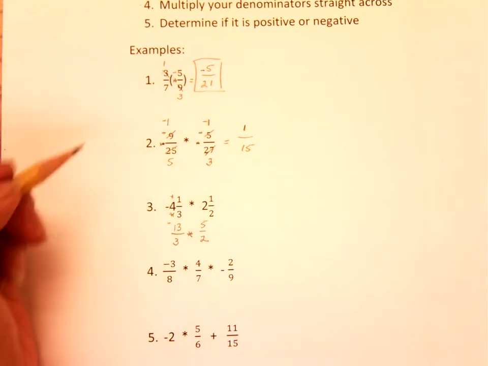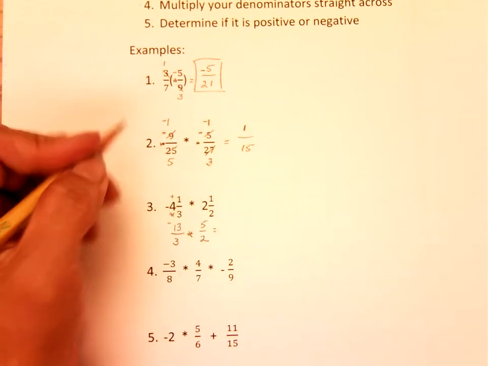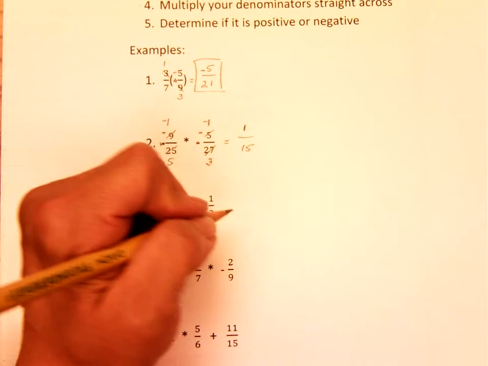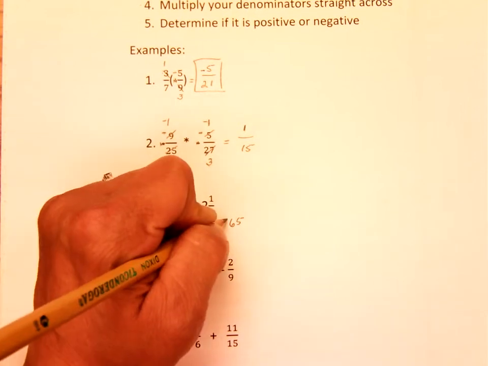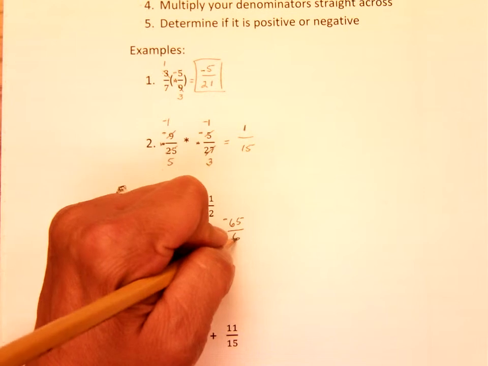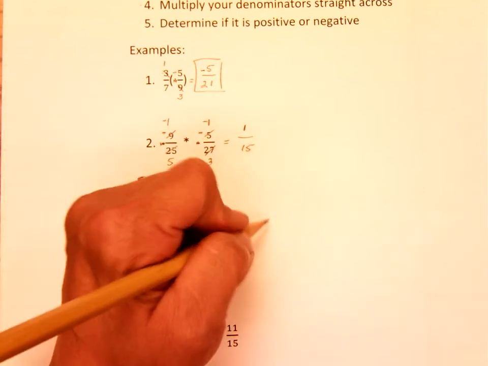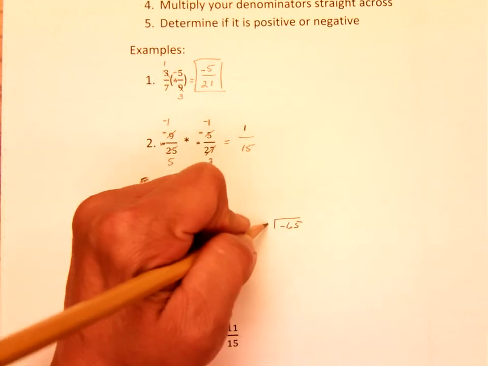Okay, let's look at, is there anything you can cross reduce? Nothing, so you've got to multiply across. Negative 13 times 5 is equal to 65, but don't forget that negative because you said negative 13 times. And 3 times 2 is 6. Now, if this is a mixed number, your answer needs to be a mixed number, so you're going to divide negative 65 and 6.